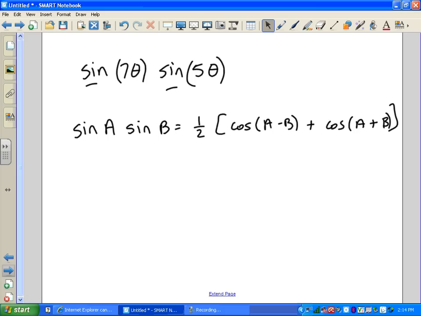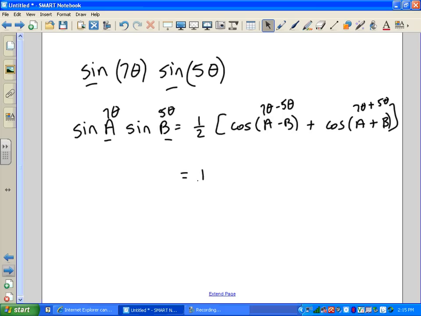Okay, now this is real simple. All we have to identify here is what's the A, what's the B. So the A up there would be the 7 theta, and then the B would be the 5 theta. So now all I have to do is substitute 7 theta in for A and 5 theta in for B. So this will be 7 theta minus 5 theta, which is just going to end up being 2 theta. And on my other one, I'm going to have 7 theta plus 5 theta, and so that'll be 12 theta.